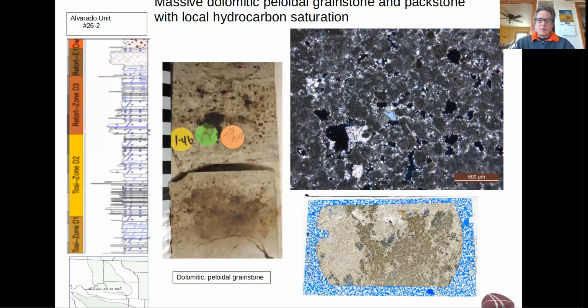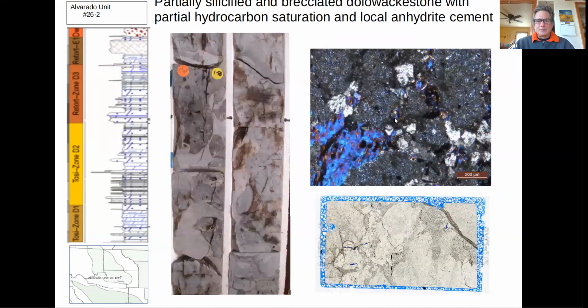And so the point I'm trying to make is that following the development of this moldic porosity, there was at least one dolomite precipitation event followed by at least one silica or quartz precipitation event. So this is suggesting that we have a fairly complicated diagenetic history.